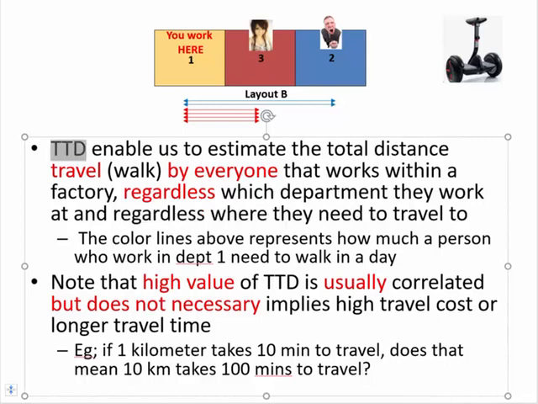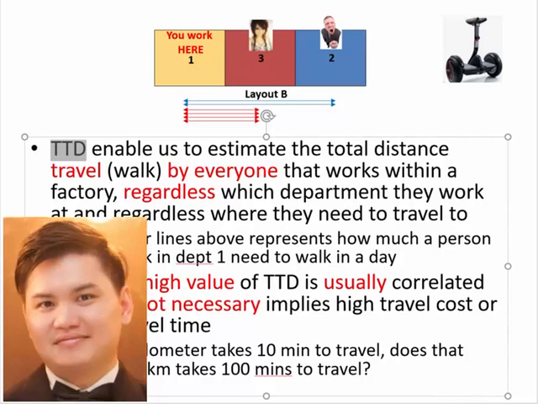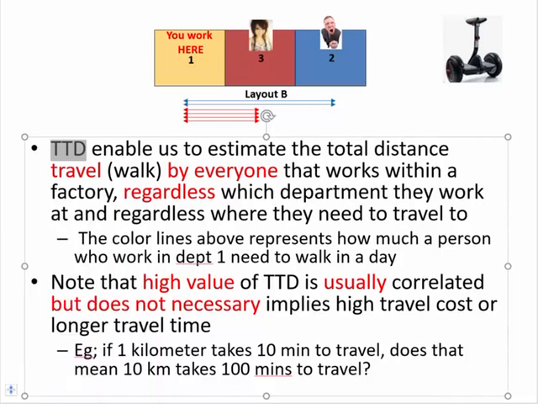Now, having said that, if you are the OM manager or the boss of the system, do you prefer a high total travel distance or a low total travel distance? Going once, going twice, going 3 times. And the answer is you will prefer a low total travel distance. Now why? Basically, a layout that has high total travel distance implies that your employees using this layout are actually doing more walking or traveling instead of working.